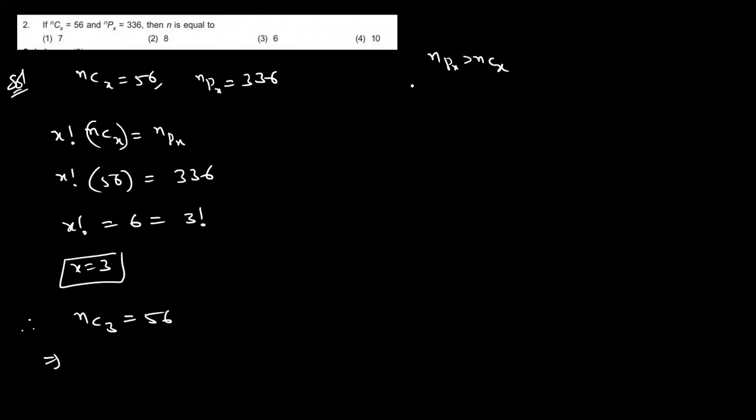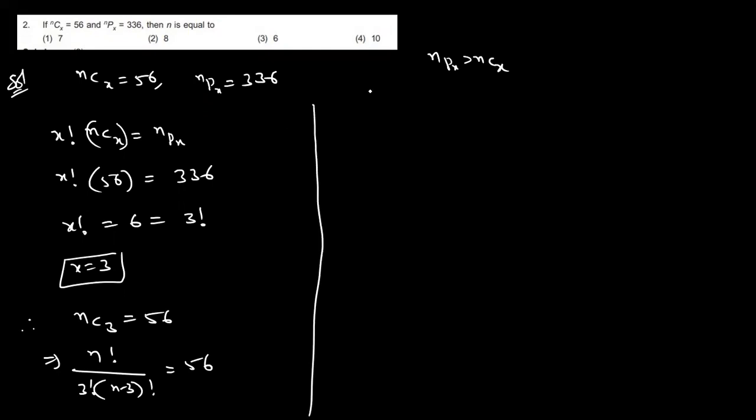nC3, I think all of you know the formula. What is the formula? n factorial by 3 factorial into (n minus 3) factorial is equal to 56. Option 2 is correct, absolutely. So simplify. How much is coming? I think this simplification is a little lengthy. Is a direct method possible?